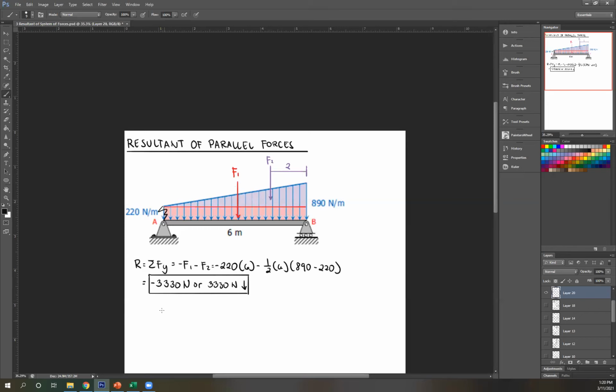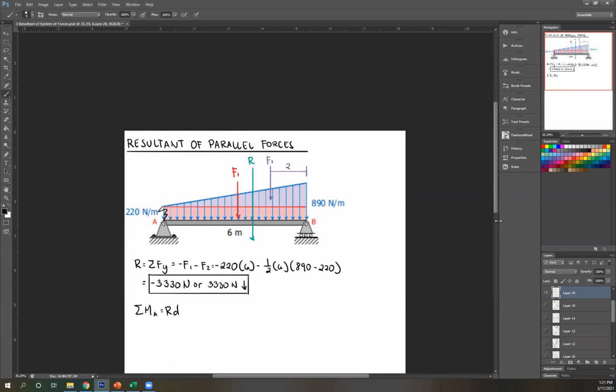So I'm going to choose it at A. So summation of moment at A is RD. So you're going to guess again where your R is. R is downward, so let's say R is somewhere here. Okay. So this is my guess for R.